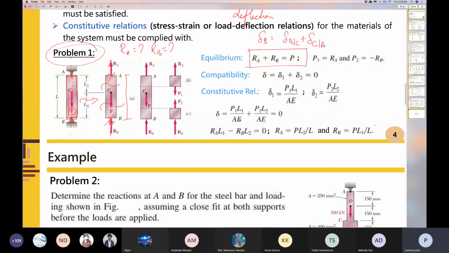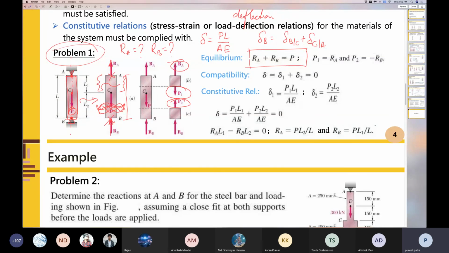Why have I taken two sections here? Because my free body diagram suggests that in between AC, the axial force is going to remain constant. If I draw the free body diagram, I see that the axial force is going to be P1, which is equal to RA throughout. In a similar way, if I take a cross section between BC, I see that my axial force is going to remain P2 throughout the section between B and C. And therefore, I can make use of the expression which we had initially developed, delta equal to PL over AE.